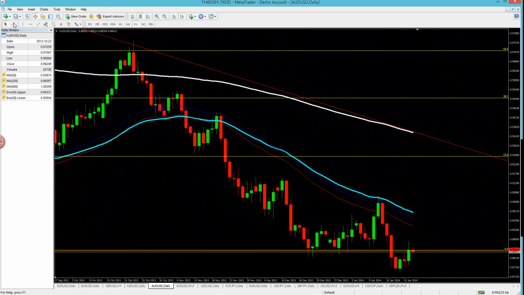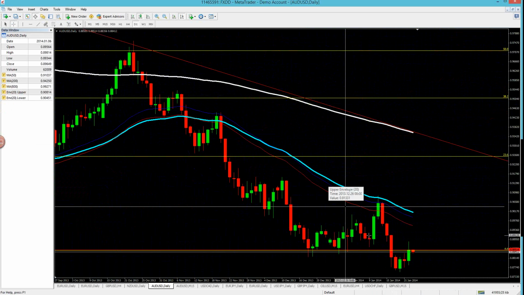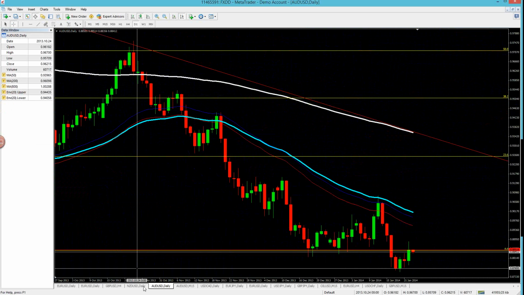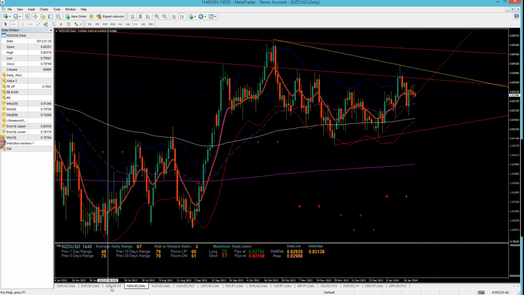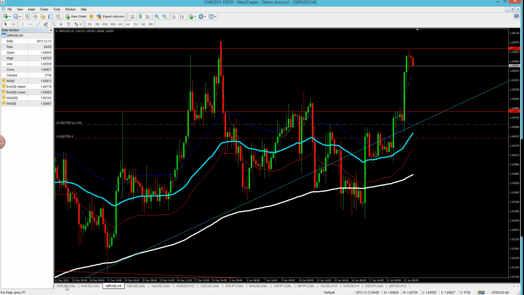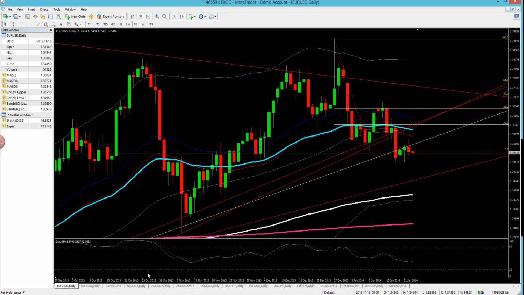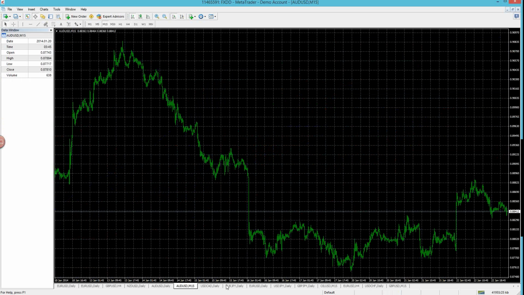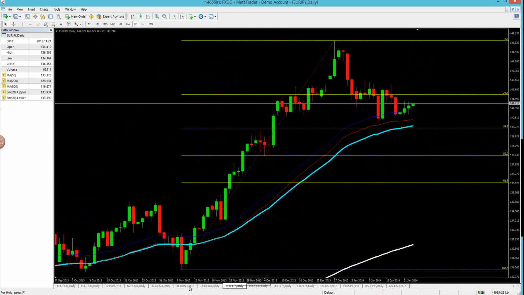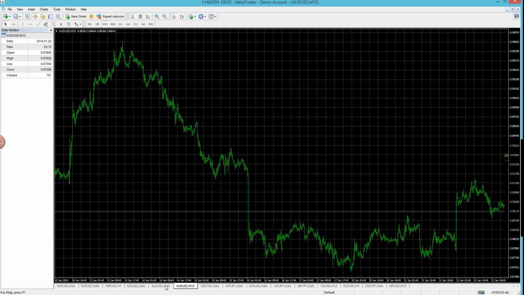Okay, so the Aussie dollar, turning our attention there. As far as New Zealand is concerned, I don't have a bias for it, but pound dollar for the time being, I have a sell bias. Euro dollar is currently, I believe, a sell bias is what we said for the time being as well. So let's take a look at the Aussie dollar.